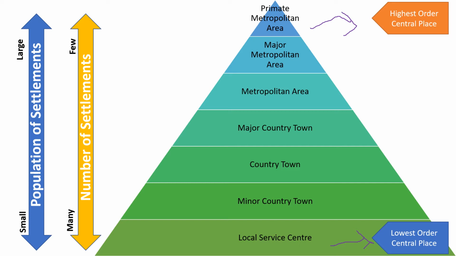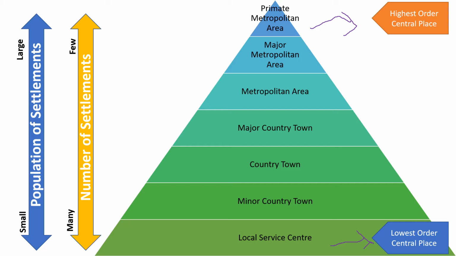Now, if you imagine moving up to the top of the pyramid at one of the highest order central places, you can imagine that there would be a lot more functions there, there'd be a lot more people there, and there'd be a lot more services available in that primate metropolitan area. And there would be less of those things in the local service center. So you'd have far fewer people living in a small town, you would have much fewer functions, and it would not be as complex. There'd be less economic activity going on in the small town.